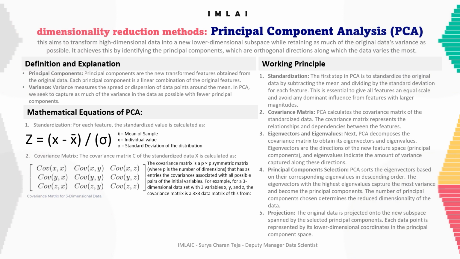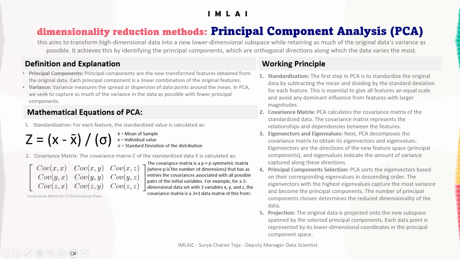A 3 by 3 data matrix of this form looks like this. So covariance of x,x, x,y, x,z, same for y,x, y,y, y,z, and z,x, z,y, z,z. This is how your covariance matrix looks. Okay, so once you are done with the covariance matrix, what's next to do? Obviously, next is to calculate the eigenvectors. You have to find out the directions, and then the eigenvalues to check the magnitude.